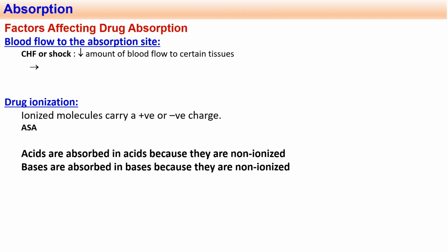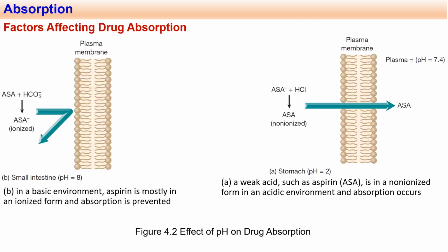So aspirin, acetylsalicylic acid, ASA, in the stomach, which is acidic, remains non-ionized and then will be absorbed across the membranes that separate the stomach from the blood. So the two main concepts here are that acids are absorbed in acids because they are non-ionized, and bases or alkaline drugs are absorbed in a base or alkaline environment because they are non-ionized as well. And these two figures explain the previous concept.